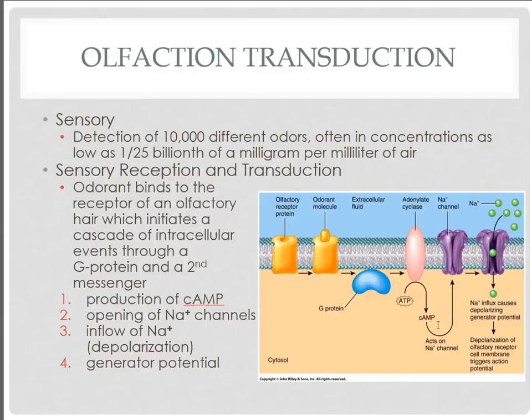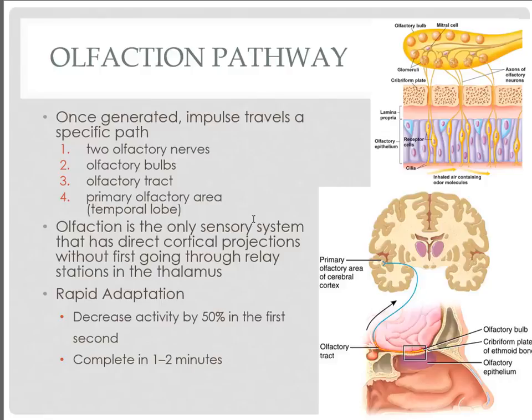So this whole process is a way for a molecule on the outside of the cell to trigger the activation of channels, resulting in depolarization and therefore action potentials, to make its way over to our cerebral cortex. Once we actually generate the action potential, you can see that impulse will travel down the olfactory nerves. Here we can see the olfactory epithelial cells' axons projecting through the cribriform plate and terminating on the olfactory bulb. Within the olfactory bulb, here you can see the olfactory tract, and that will travel back over to the primary olfactory area on the temporal lobe.